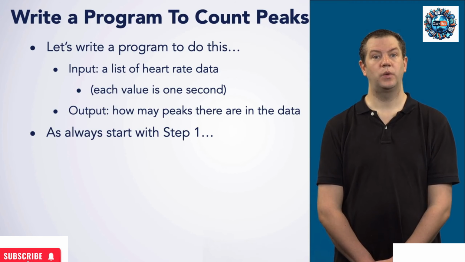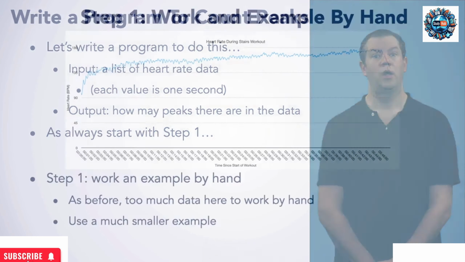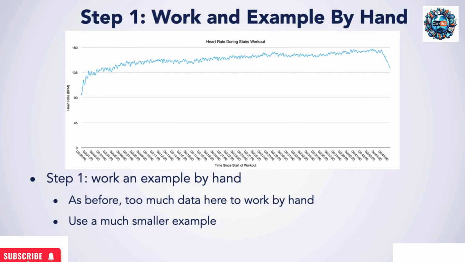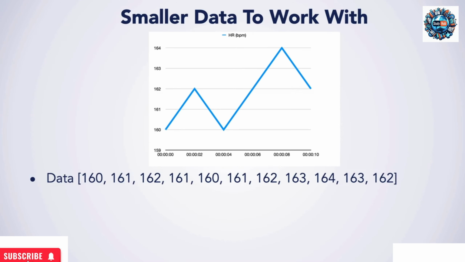As always, we want to start with step 1. This situation is another example of having too much data to work an example by hand. We should start with a much smaller example. We could just look at this and say, okay, the answer is 2, but we need to do that in a more step-by-step fashion to be able to generalize the algorithm.